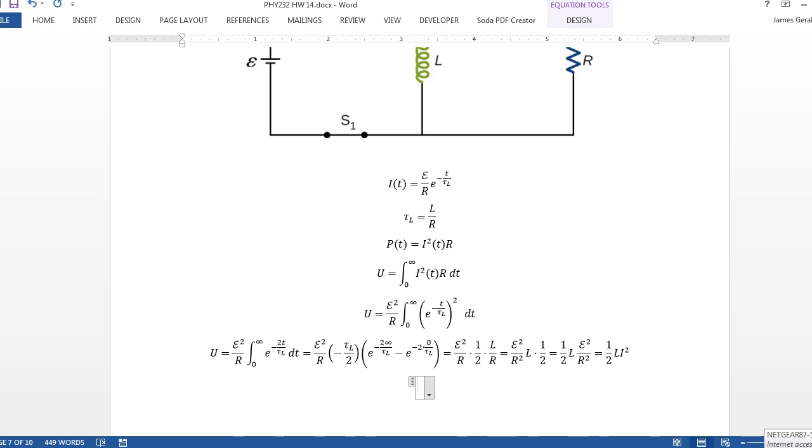So all we've learned is we start out with energy stored in the inductor. Over time, all that energy gets dissipated in the resistor. If we add up all the energy that gets dissipated in the resistor, it's exactly the same as the energy that was stored in the inductor to begin with. And that's it for this problem.